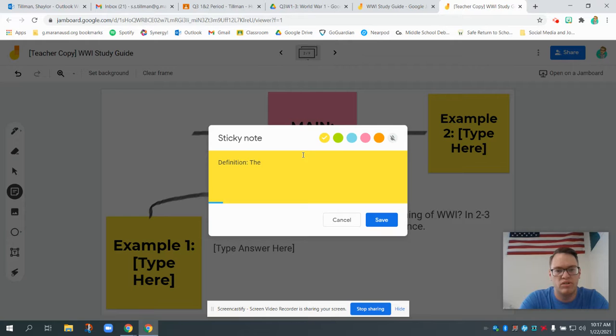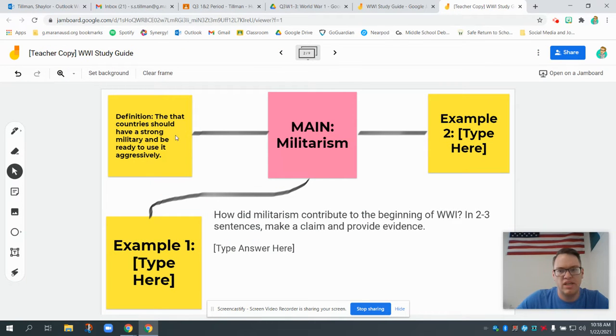So I'm going to write, in my own words, what I think of militarism. In my words, the definition is the belief that countries should, spelling counts, have a strong military and be ready to use it aggressively. Okay, that's my one sentence definition of militarism, and then I click save. Now I've completed the definition portion.